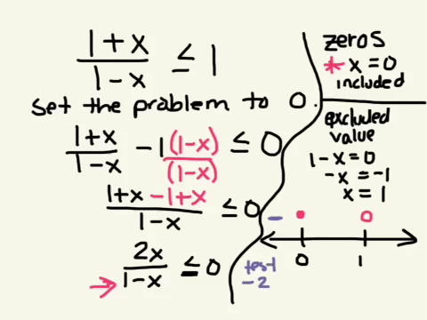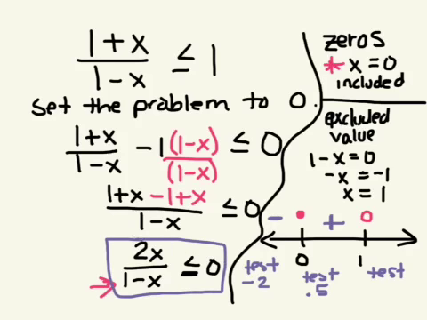I need to test a value between 0 and 1, so I can test 0.5 or 1/2. So 2 times 0.5 gives me 1, and 1 minus 0.5 gives me 0.5. So anything in between 0 and 1, I get a positive result. Then we need to test a value on the right of 1. Remember, we're checking this one because that's what we based our zero and our excluded value off of. So if I test the value of 2, 2 times 2 gives me 4, and 1 minus 2 gives me negative 1. So I have a negative on this side.